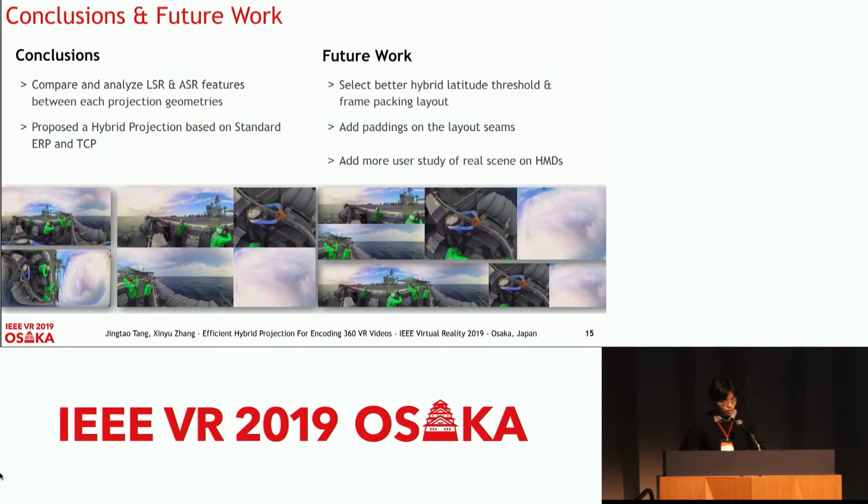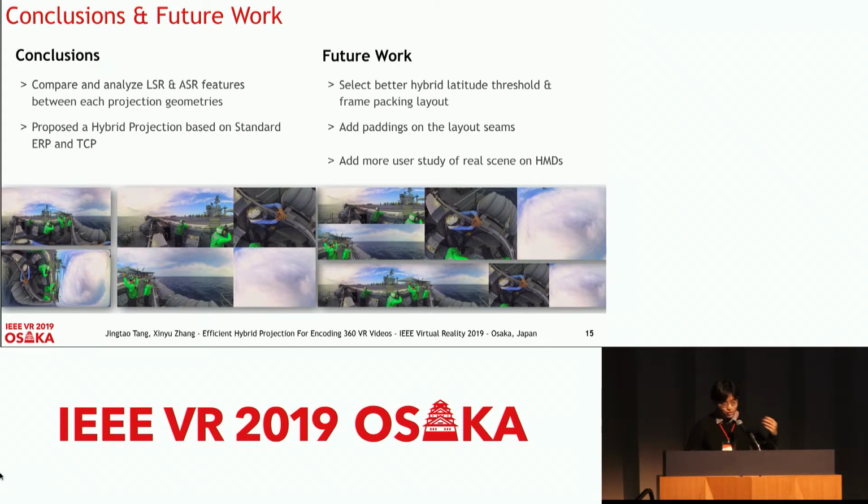In conclusion of our paper, we compared and analyzed the linear stretching ratio and area stretching ratio between different projections. And we proposed a hybrid projection based on the ERP and the transverse cylindrical equal area projection to solve the distortions existing on ERP.